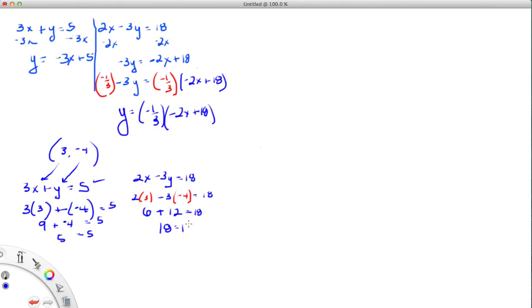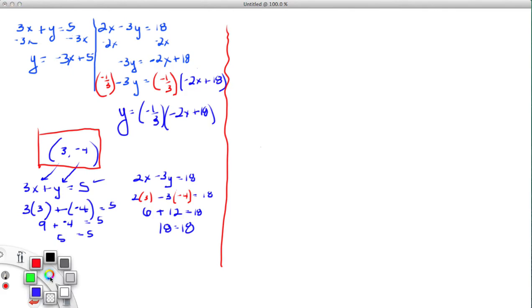So you can see that 3, -4 is a solution that works for both equations. Of all the infinite ordered pairs, there's only one ordered pair that works for both of those equations, and it's 3, -4, and we found it by graphing. Okay. Well, there's another way. There's two other ways to solve this. So we're going to look at both those ways.